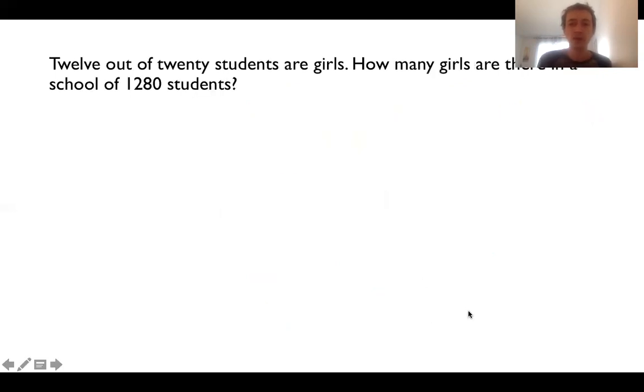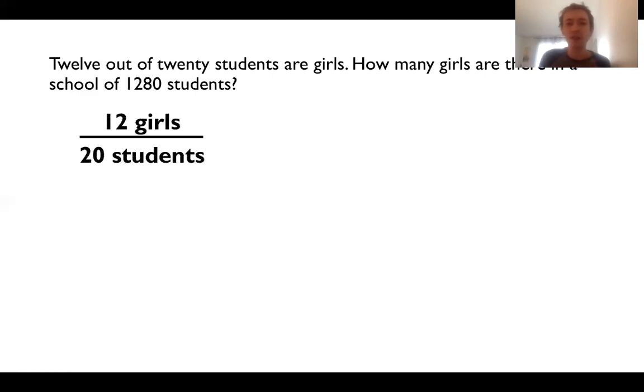We'll do one more little example today that's a little bit more complicated. Here it says 12 out of 20 students are girls. How many girls are there in a school of 1,280 students? Well, you can already solve this. This is a cross multiplication problem, but the way I'm going to do it is I'm going to build my little cross multiplication and solve it algebraically.